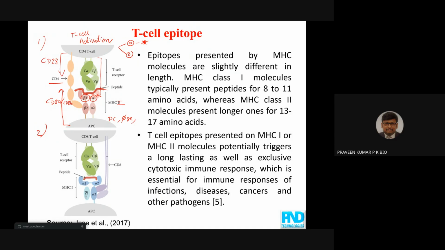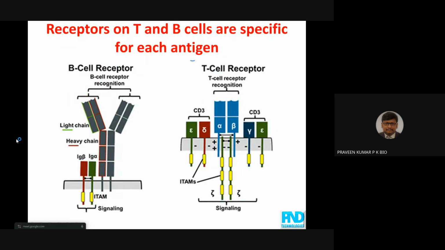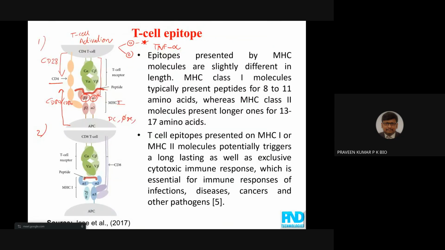For example, tumor necrosis factor, the popular tumor necrosis factor. In this, we have a subfamily called alpha, tumor necrosis factor alpha. The name itself shows that these are the proteins that can directly combat the cancers. So if you see the second thing, that is a CD8 T cell.